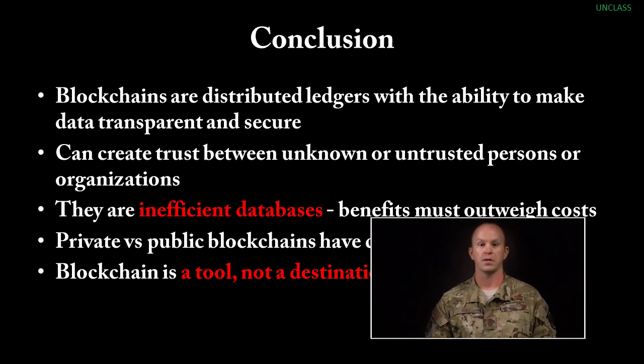They are extremely inefficient databases, especially the public blockchains. So these benefits of immutability, tamper resistance, being uncensorable, etc., must be significantly outweighing the cost of actually running these. Usually today, it's actually a significant amount of electricity being burned. Public versus private blockchains have significantly different characteristics based on what you're trying to do with them. Choose wisely. And then blockchain, lastly, is not a destination.